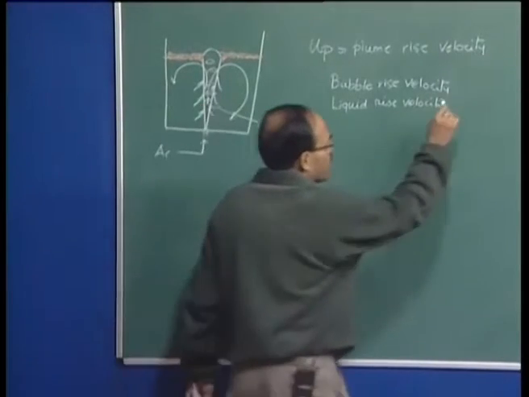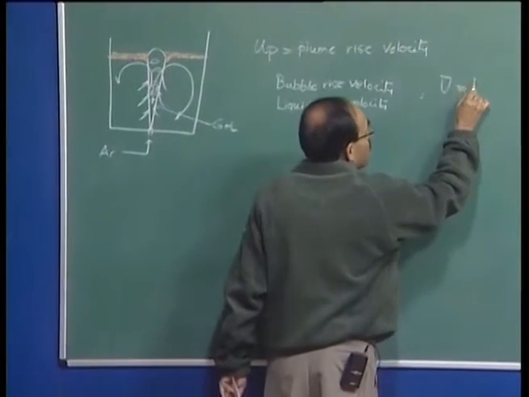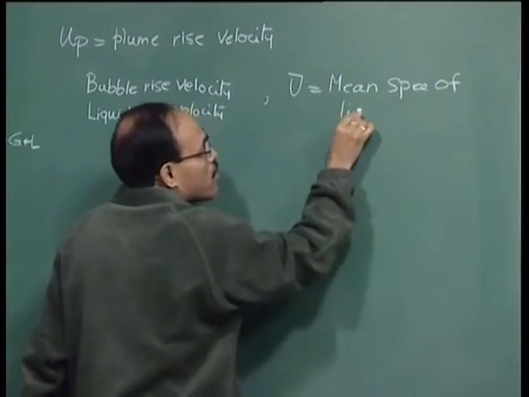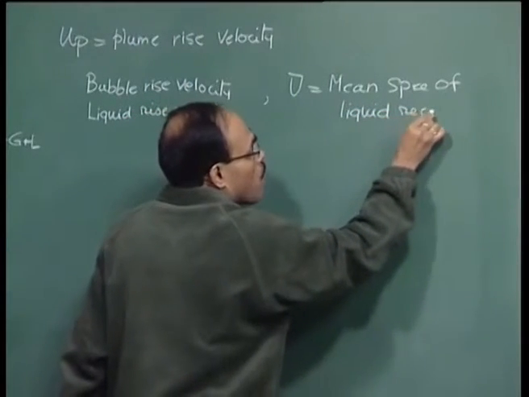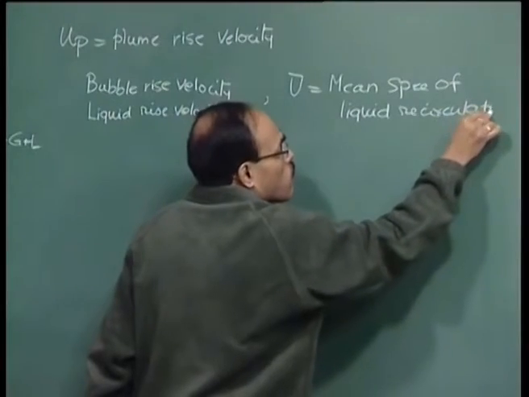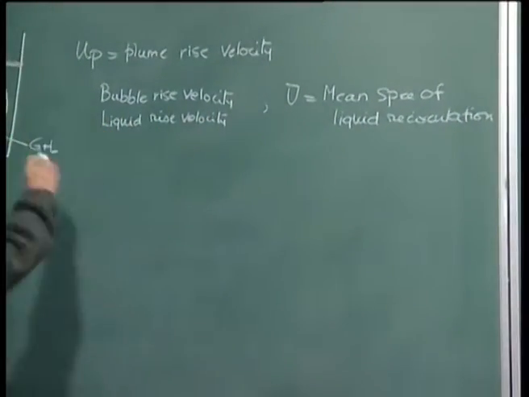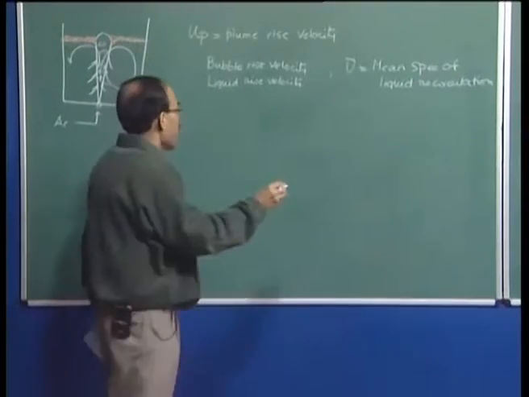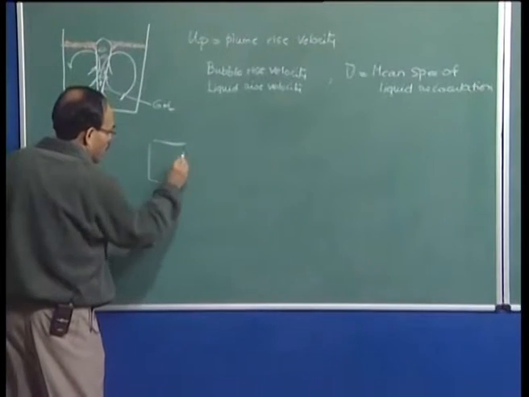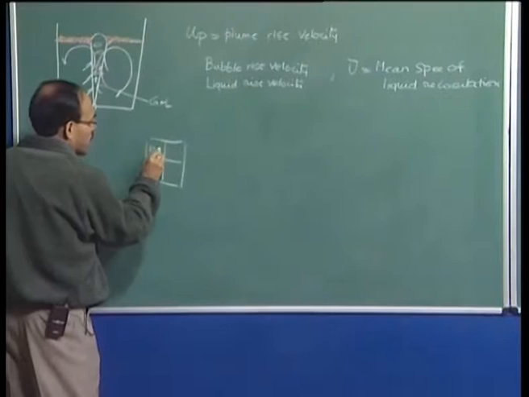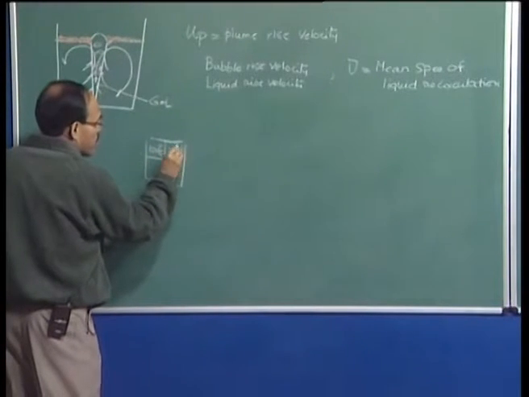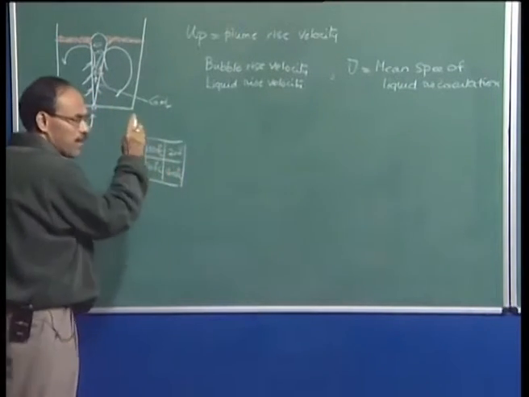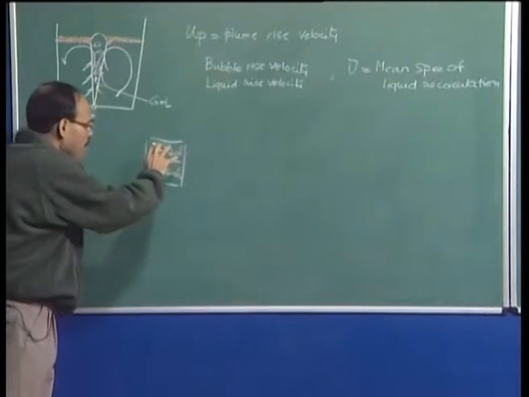There is another important parameter which we denote by the mean speed of liquid recirculation, which represents the average velocity in the system. Now, for example, I have an object which I divide into 4 segments. Here there is 100 degree centigrade temperature, 200, 300, and I say that, well, there is a difference in temperature, but nevertheless I can ascribe an average.